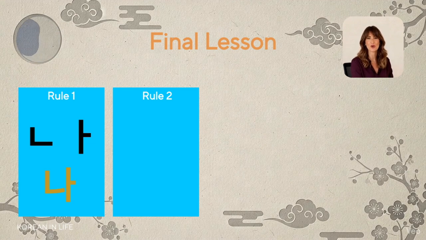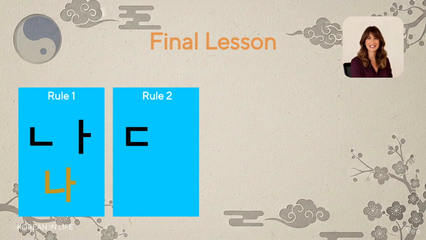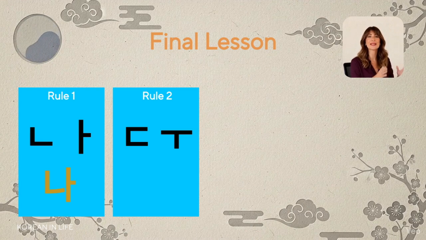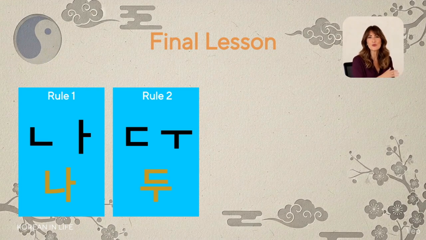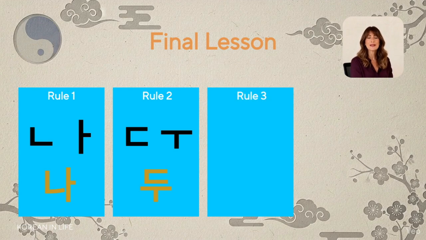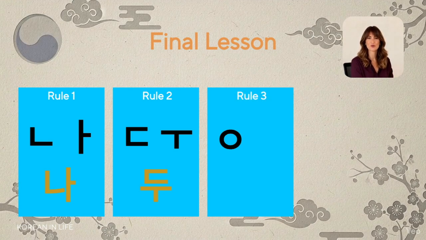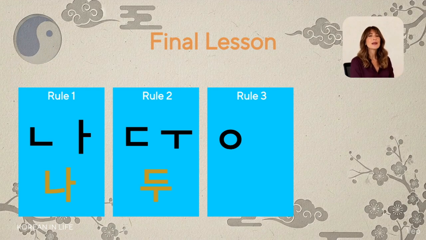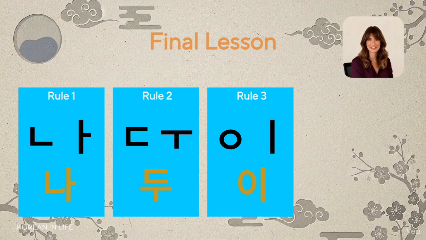Rule 2. Short vowels go underneath. Example, the consonant digat plus u is do. Repeat after me. Do. Rule 3. Use the silent iung for vowel-only sounds. Example, iung plus e is e.